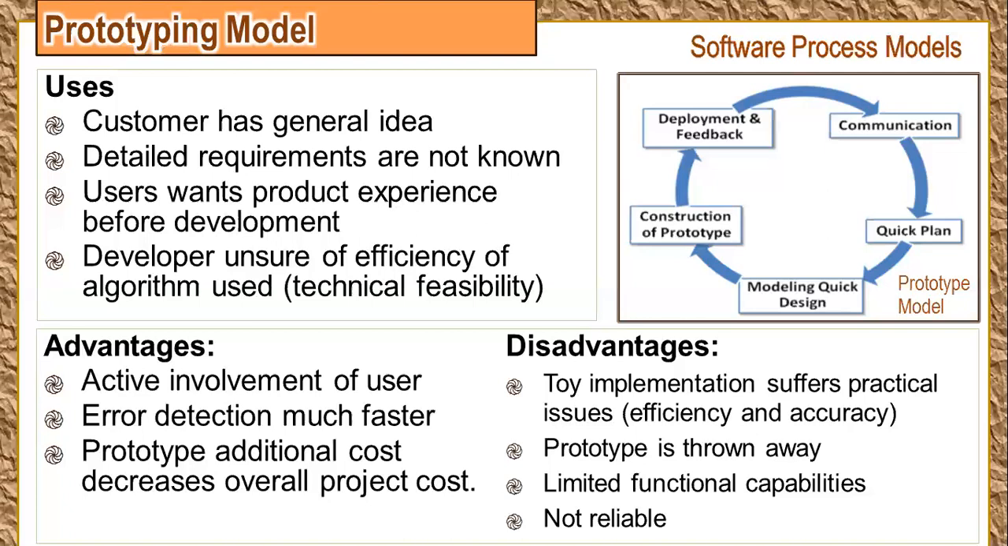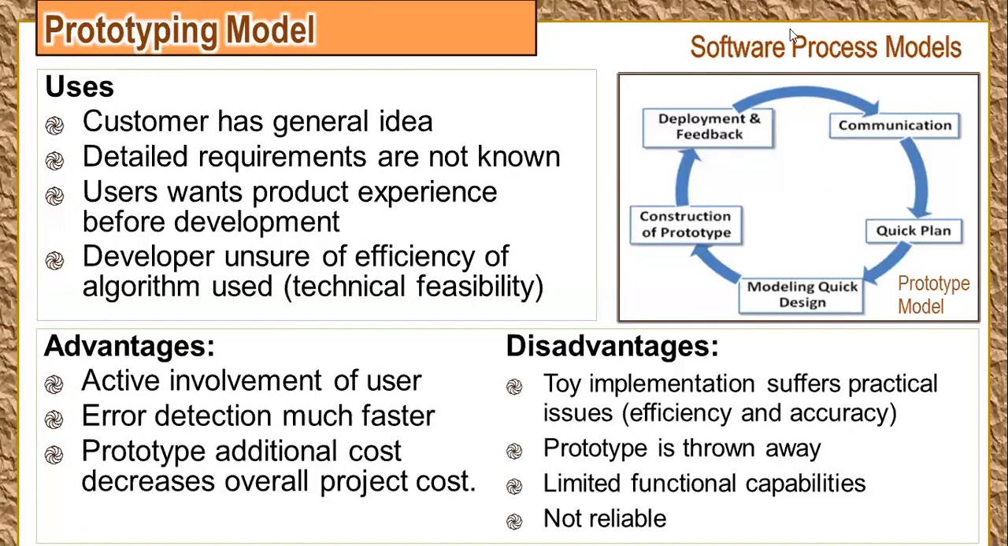Next is the deployment and feedback phase. During this phase, the prototype is given to the stakeholders and the customer or the client. Then this deployed prototype is evaluated by them, and whatever feedback they give is used to refine the requirements and build a new prototype if they are not satisfied. So this is an iterative cycle.